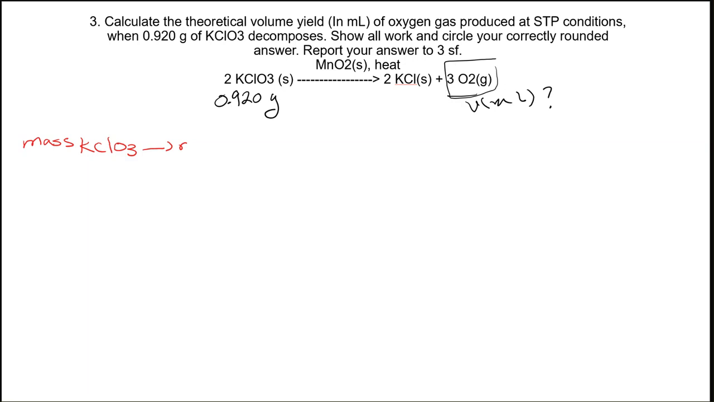I'm going to find moles of potassium chlorate, because we can't do a stoichiometry or mole to mole ratio unless we have moles. Now, based on the balanced reaction, we're going to find moles of oxygen gas. And once we find the moles of oxygen gas, remember that we're looking for the volume of oxygen. So let's do this step by step.